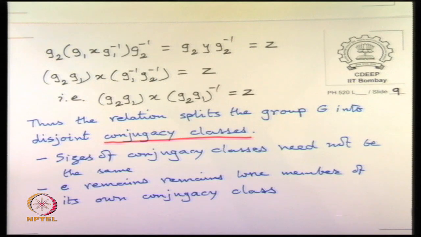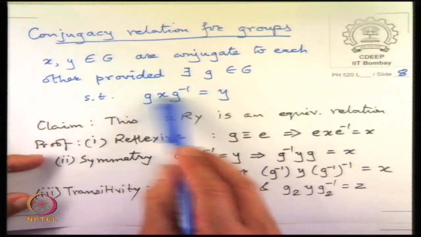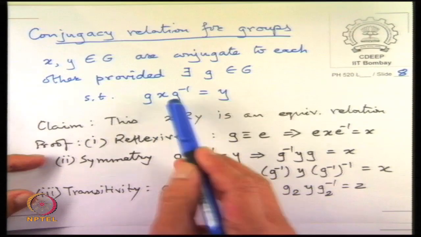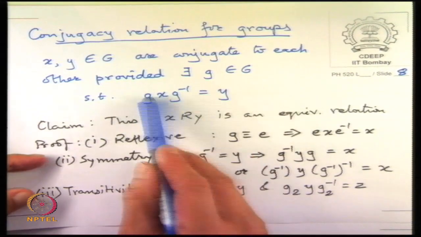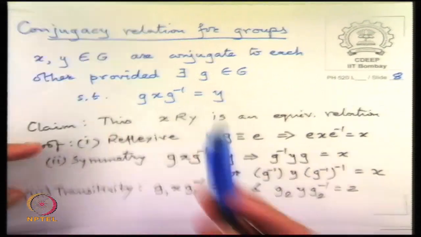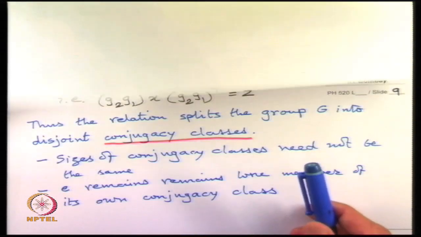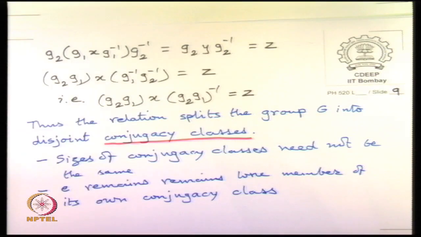More generally, if you have an abelian group, then in an abelian group every element remains in its own conjugacy class, because in an abelian group everything commutes, so x will remain x regardless of what g you use. So in an abelian group every element is in its own conjugacy class.